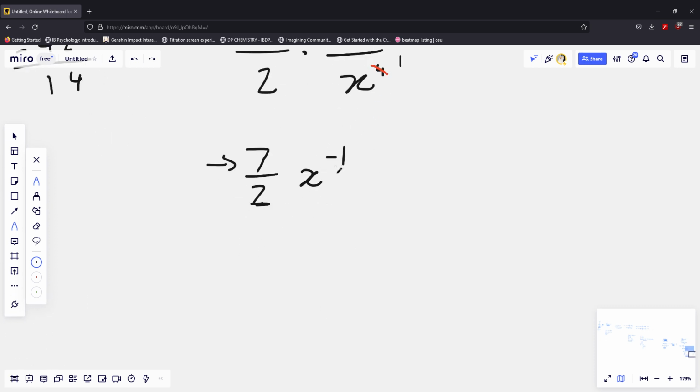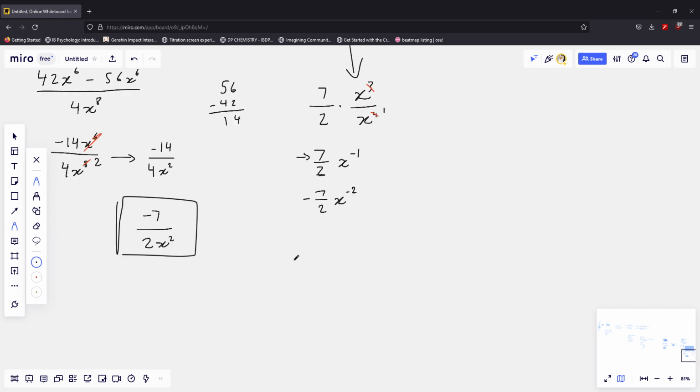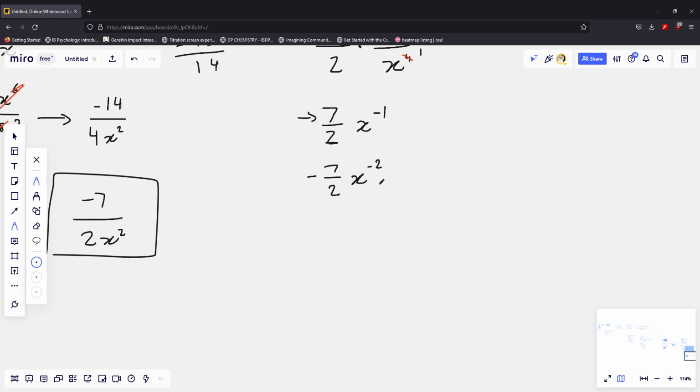What's the exponent here? It's negative 1. So we're going to bring this to the front. It becomes negative 7 over 2 times x to the power of negative 2. And you'll notice that this is the same answer. Of course, the x is just written differently. We can say this is negative 7 over 2 times 1 over x squared. And we can finally say this is negative 7 over 2x squared.